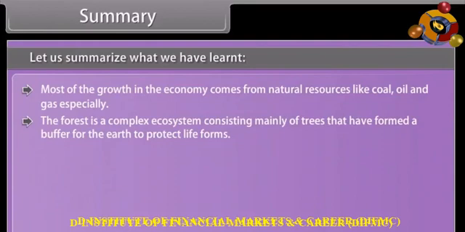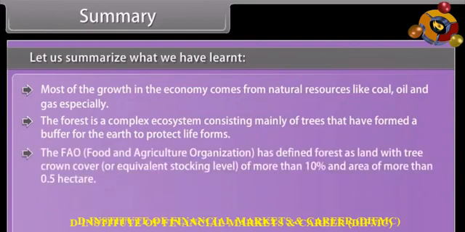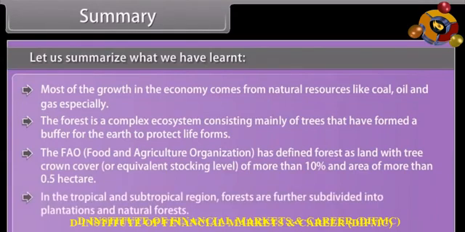life forms. The FAO, Food and Agriculture Organization, has defined forest as land with tree crown cover or equivalent stocking level of more than 10% and area of more than 0.5 hectare. In the tropical and subtropical region, forests are further subdivided into plantations and natural forests. Ashoka the Great is said to have set up the first sanctuary to protect the forests and all life in it.